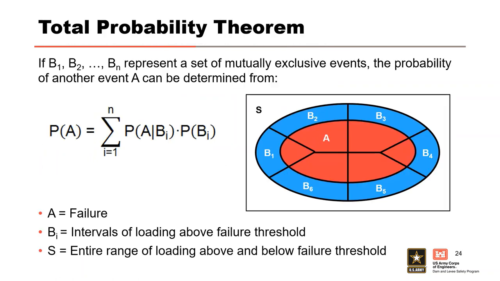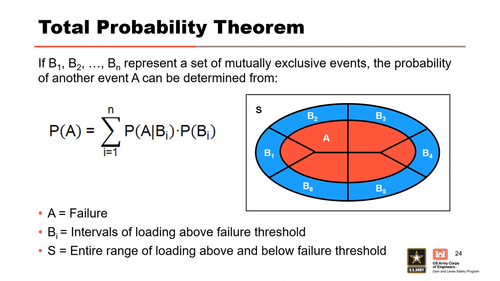Next, let's move into total probability theorem. In the diagram, the rectangle is a sample space representing the entire range of flood loading possible, both above and below the threshold for failure. The events shaded in blue, B1 through B6, which are mutually exclusive, represent the probability of the loading being within a specific interval or range, and the red area is the probability of failure. Notice that failure overlaps to different degrees with each of the different loading ranges defined by the blue areas.